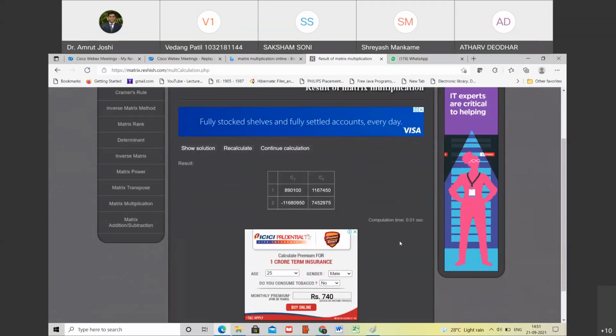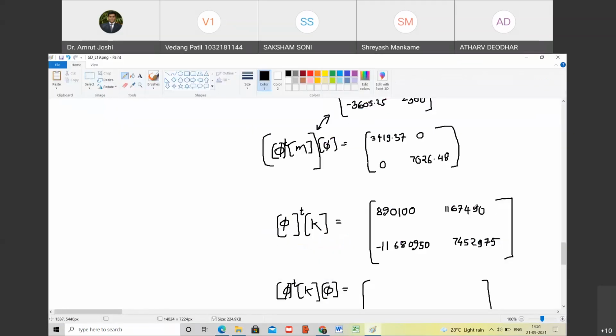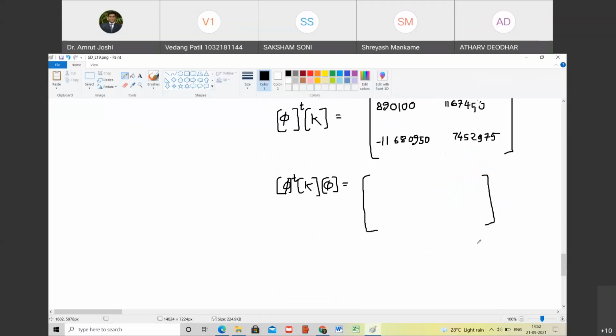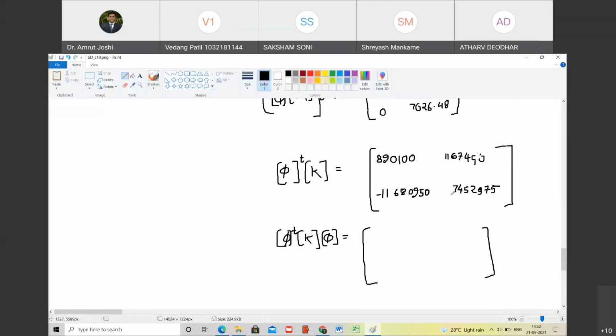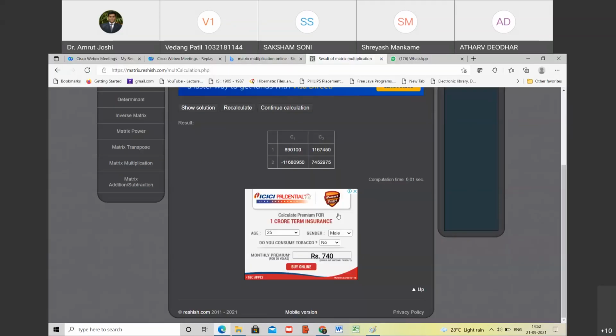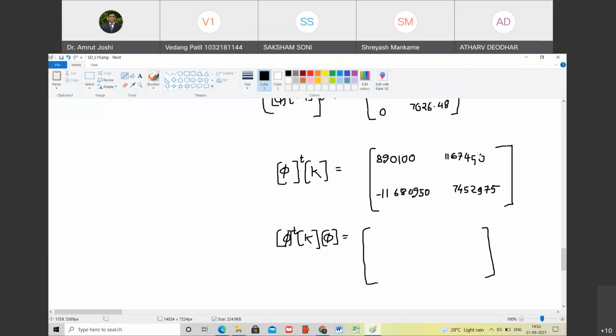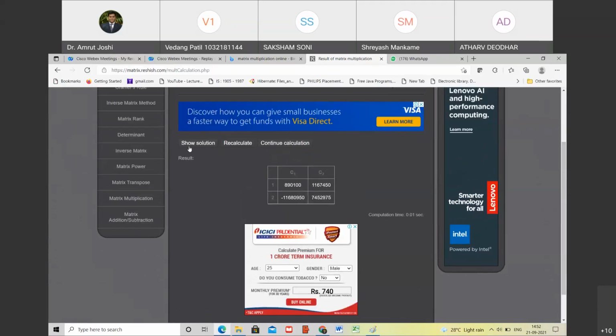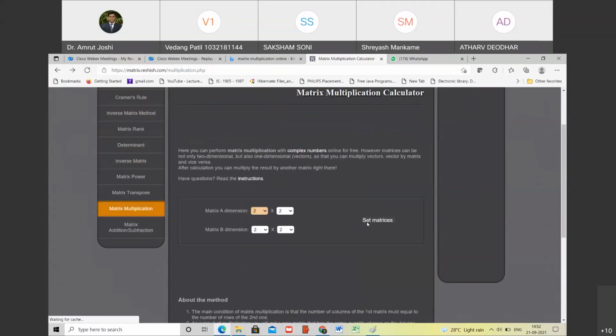890. 67450. Yes, sir. The same value came, right? Yes, sir. 676,600,000. It is the same. So I think this 0 we missed. Maybe. So let us calculate this phi transpose.